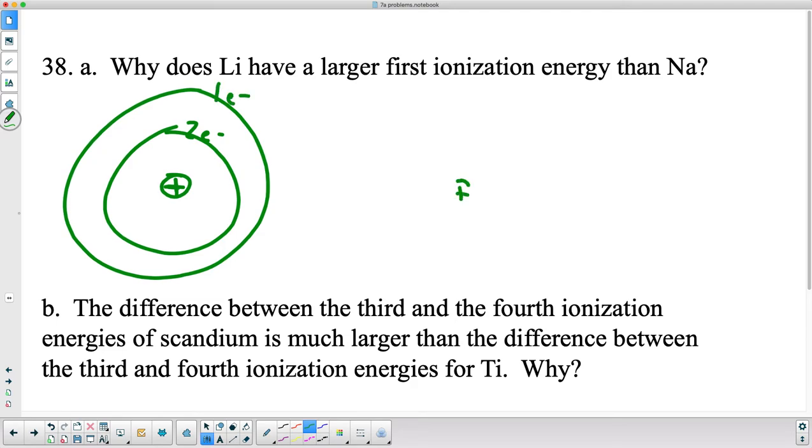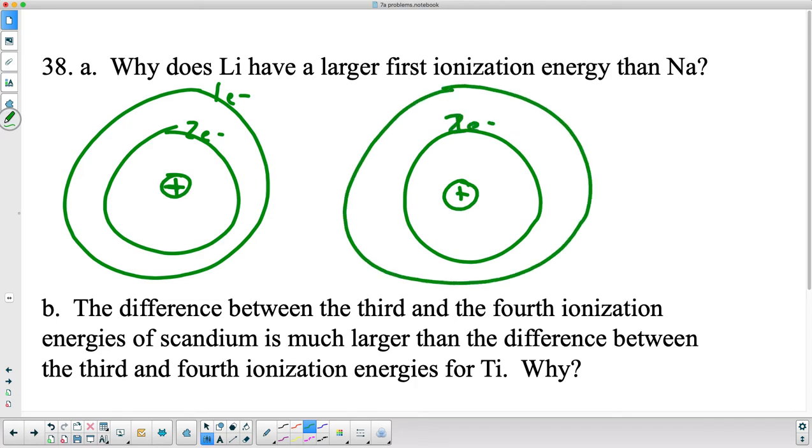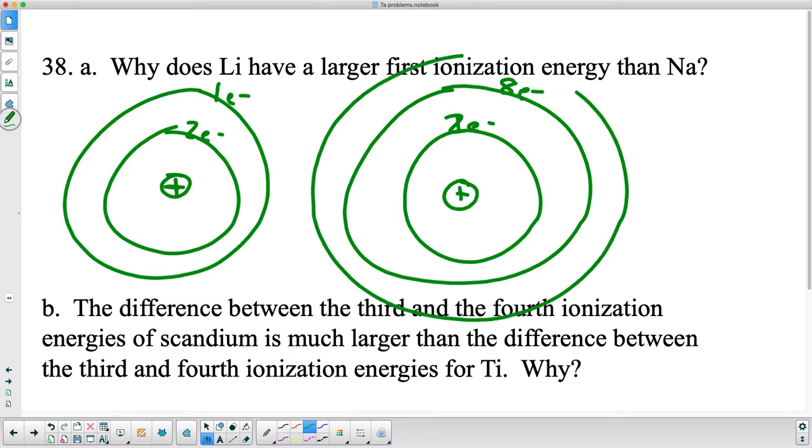And we got the same thing here. There, I got 2 electrons there. Sodium has 8 electrons here, and then 1 electron on the outside. Now they both have 1 valence electron for the Bohr model, so you can see that. But why does lithium have a larger first ionization energy?